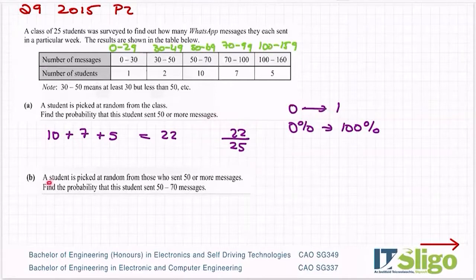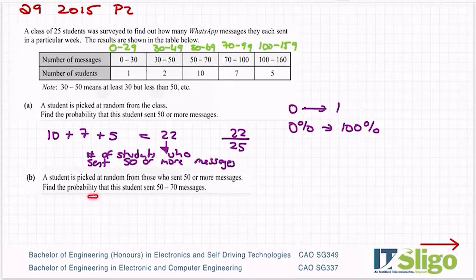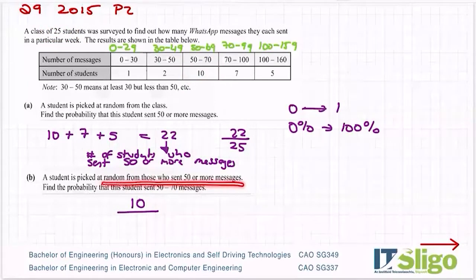Part B. A student is then picked at random from those who sent 50 or more messages. So this is the number of students who sent 50 or more messages. Find the probability that the student sent 50 to 70 messages. So 10 students meet that condition, and it's 10 out of, not 25 in this class, because it actually said you're picking the student from those who sent 50 or more. So you're picking out of these 22 students.